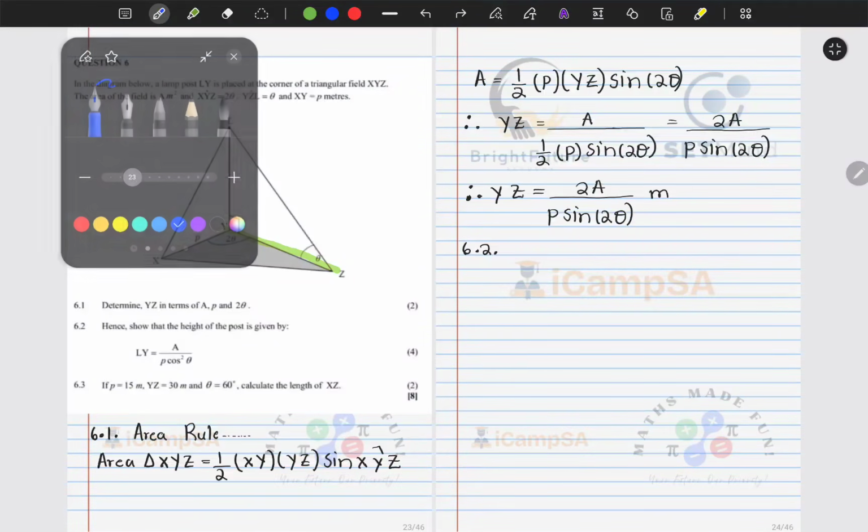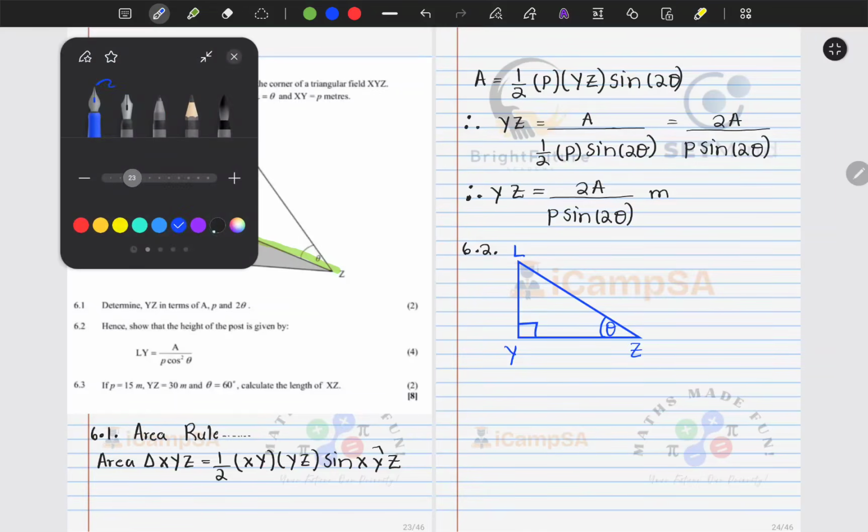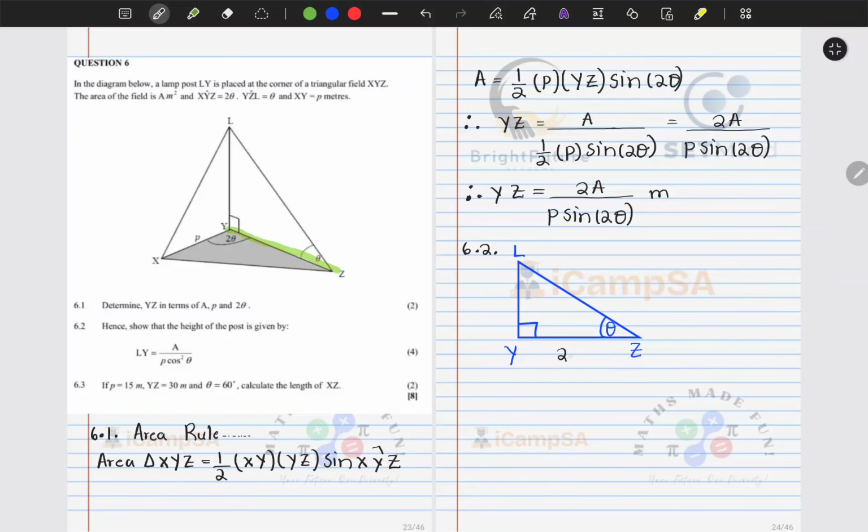Now, let's think carefully about Ly. If you look at Ly, I'm just going to draw this triangle here. You have 90 degrees, and then you have L here. You have Y, and then you have Z. Then you have theta here. So remember that YZ, which is found now to be 2a divided by P sine of 2 theta.